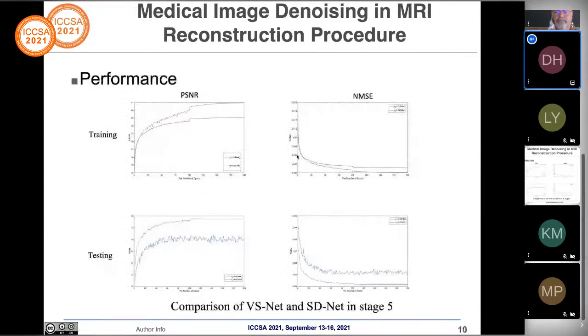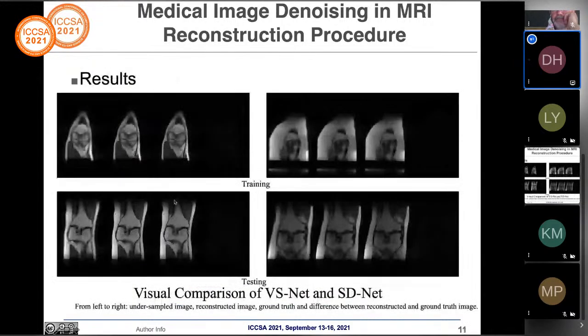Here is a comparison of the VSNet and SDNet at stage 5. For the training and testing part, we can say that for the training, the SDNet had better performance in PSNR and NMSE. Also in the testing part, for the results, this is a visual comparison between the VSNet and SDNet. The first row is the training result, and the last row is the testing result.